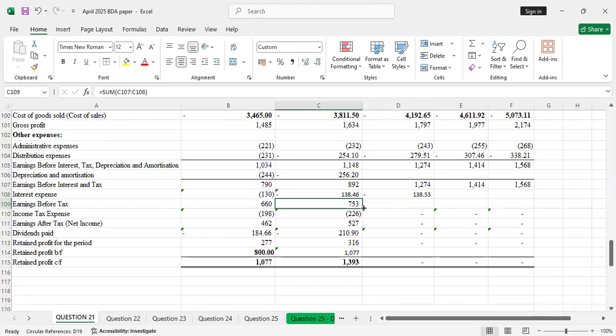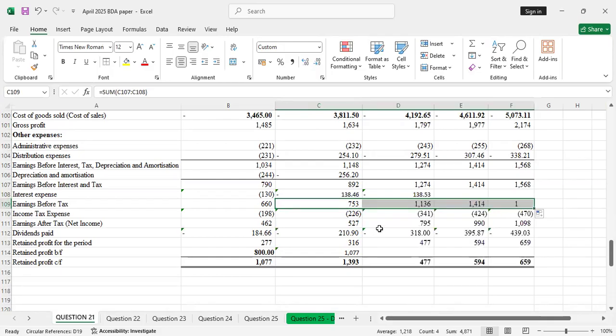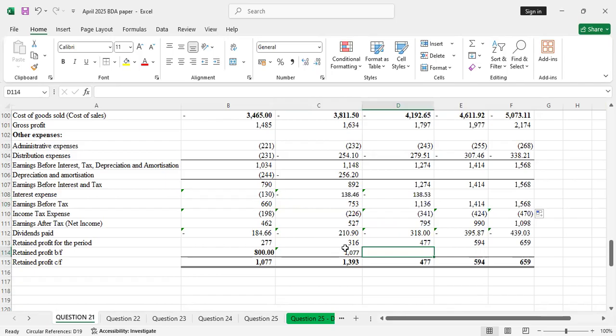Yeah, the earning before tax, you can drag that way. And you can see everything changes up to dividends paid. Up to dividends paid, it will calculate automatically. Then retained earnings brought forward. From here now, I can drag this.